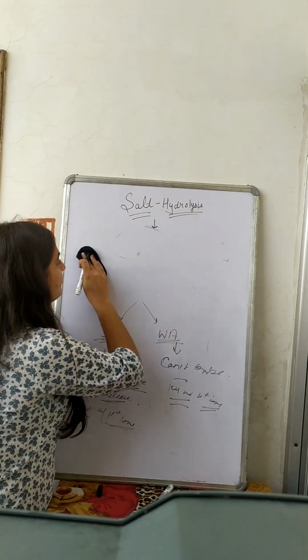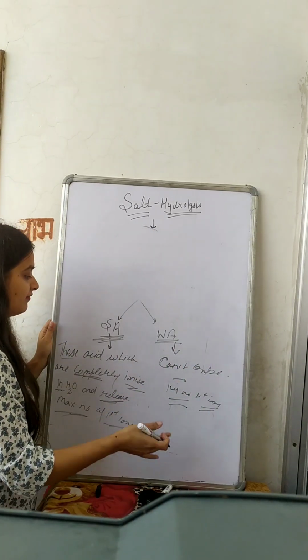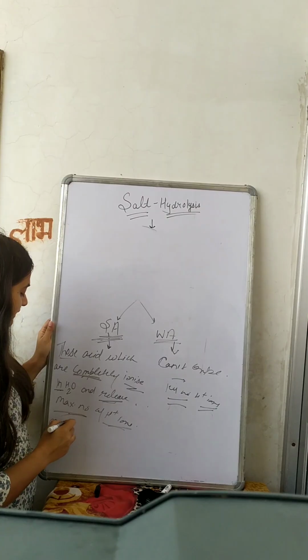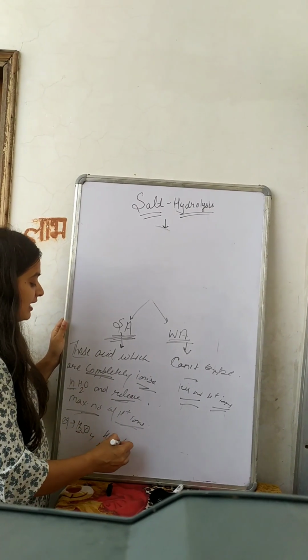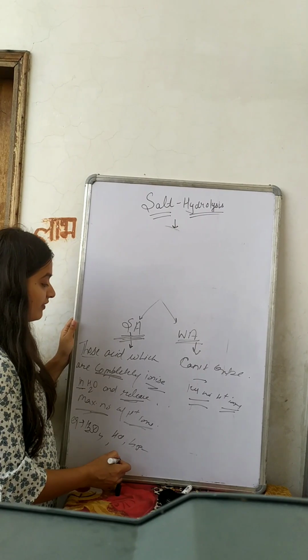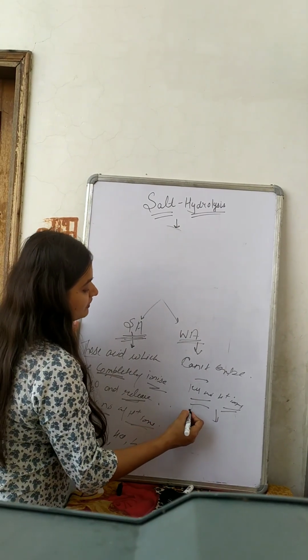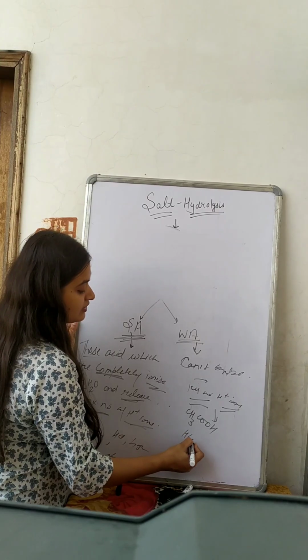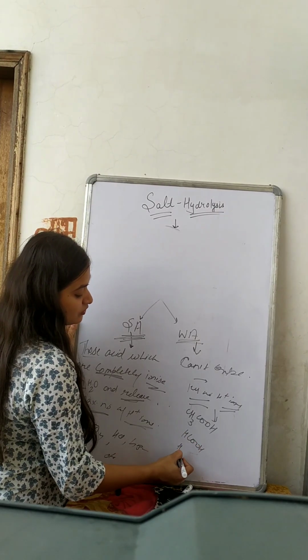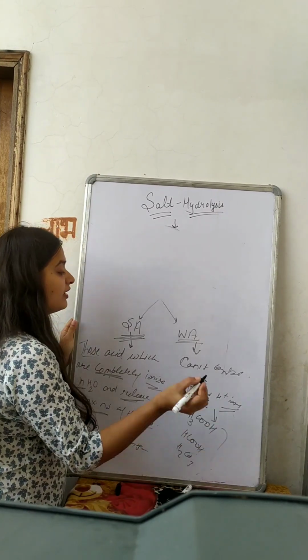So let's take an example of the strong acid and the weak acid. Lots of examples of strong acids, like H2SO4, HCl, HBr, etc. What are the weak acids? Examples of these are CH3COOH (acetic acid), HCOOH, H2CO3. These are the weak acids.